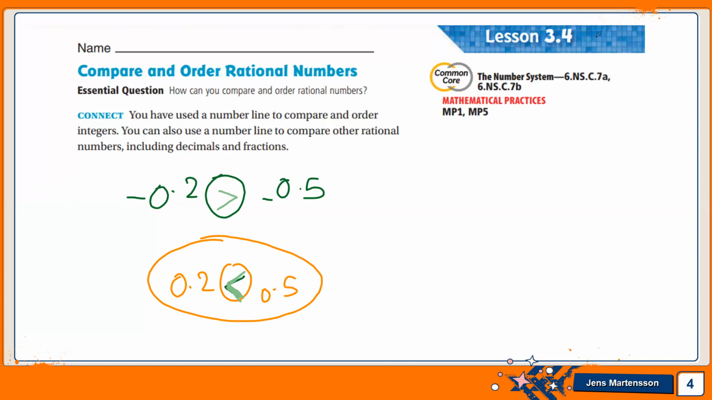Is it clear? Yes. Fine. Teacher, can you repeat? 0.5 is greater than 0.2. But if we have negative, you have to switch the sign.